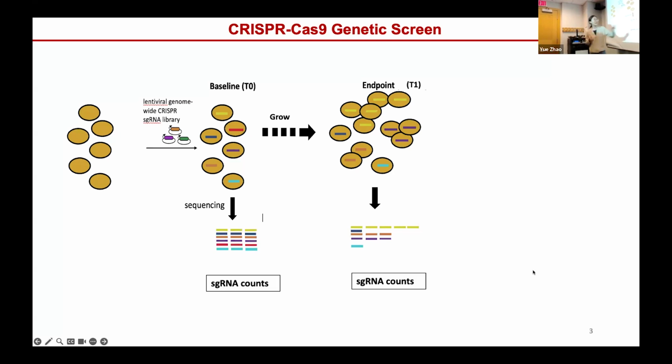In another case, like in these yellow bars here, the number increased after cell proliferation. That means in the normal case, this gene will be like a cell growth inhibitor, or in the tumor case, it will be a tumor suppressor, because knocking it out, the cell will grow happily and will grow more.